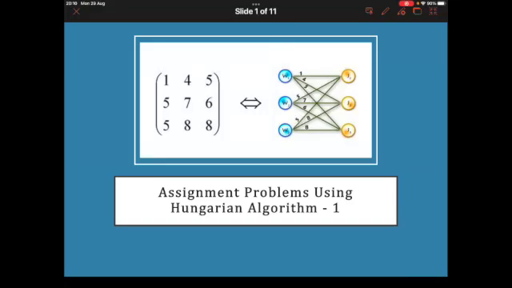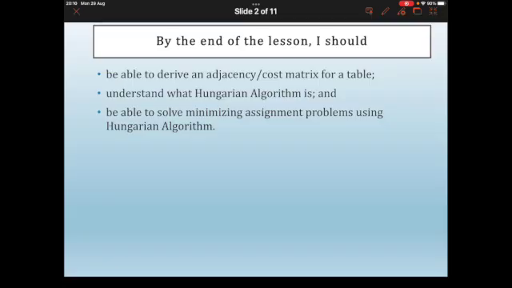Right. The lesson today is assignment problems using Hungarian algorithms. Yesterday, I showed you how to solve assignment problems based on a bipartite graph. Today, you should be able to derive an adjacency or cost matrix for a table, understand what the Hungarian algorithm is, and be able to solve minimizing assignment problems using the Hungarian algorithm. We will talk about maximizing tomorrow, but today we are going to concentrate on the word minimizing.